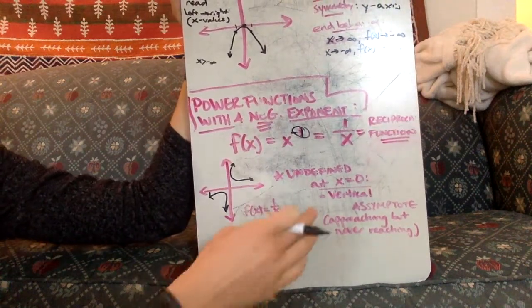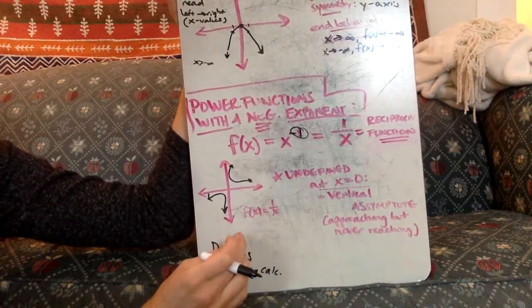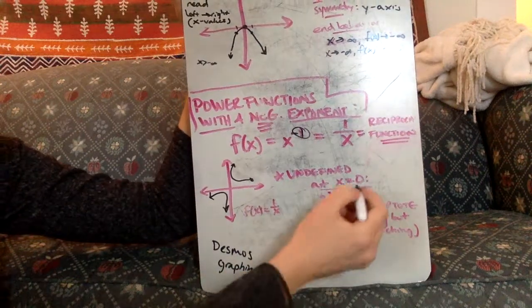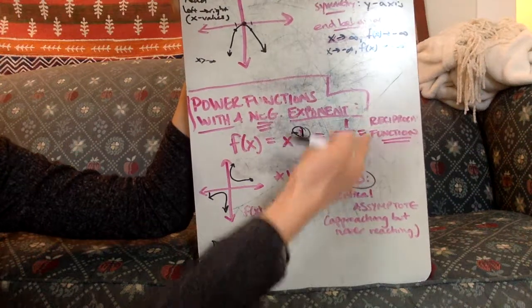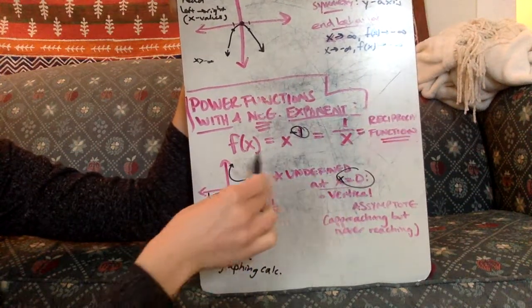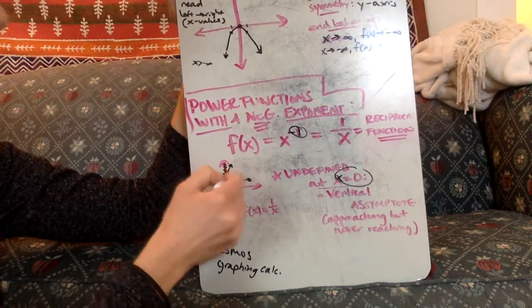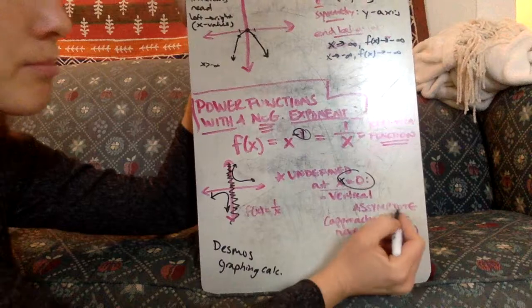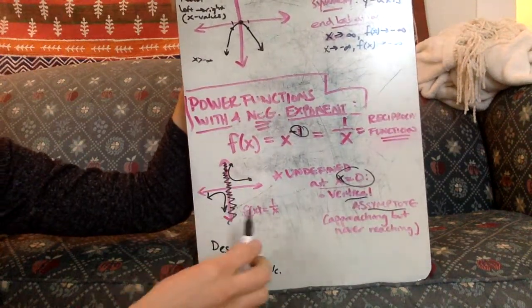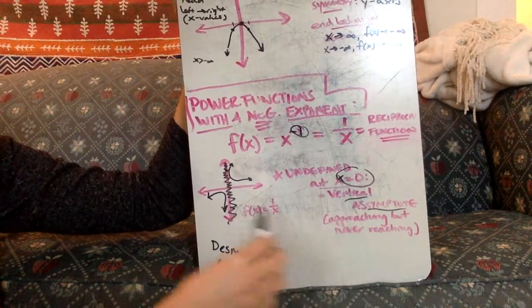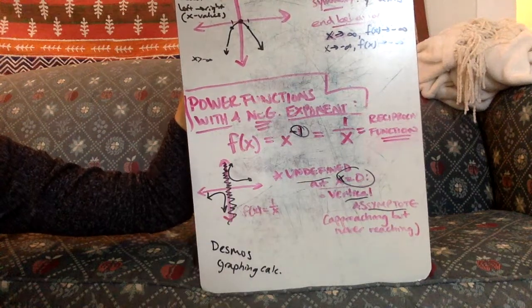And remember that it approaches but never touches, never reaches x equals 0. So it's undefined at x equals 0, because if x equaled 0, this whole function would be undefined. And the way that I graph that is that I have this vertical asymptote at x equals 0. This is the line that it's approaching, but it's never reaching, and it's my undefined value for x.